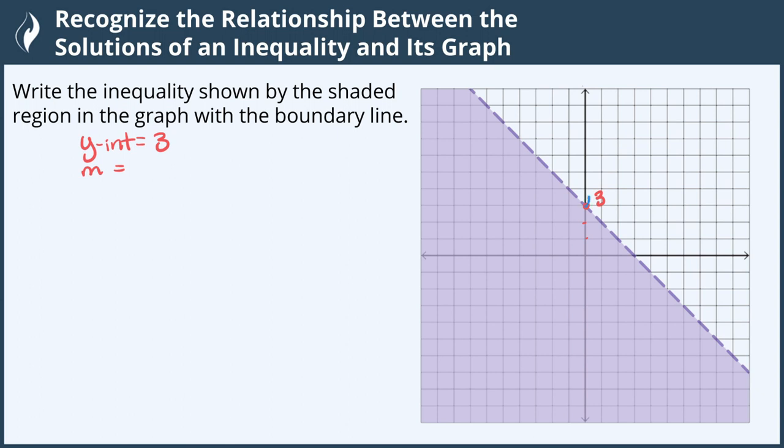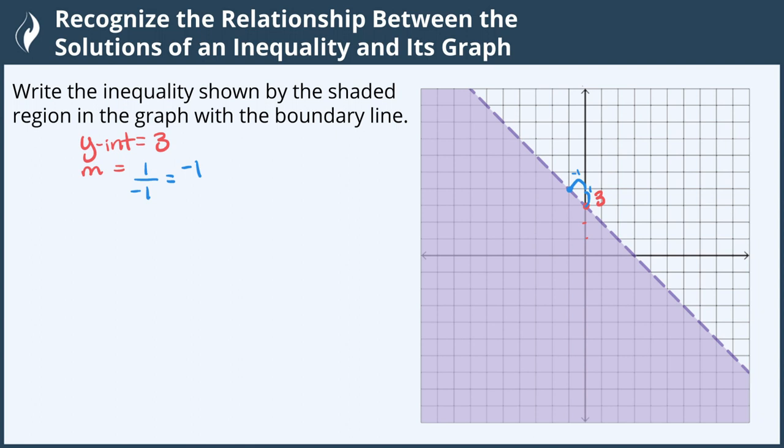So the next point, we can come up 1, so positive 1. And then from there, we're going backwards left 1, so that's negative 1. So up positive 1 and back negative 1 to get to a corner. So we have a slope of rise of positive 1 and a run of negative 1, which gives us positive 1 divided by negative 1, a slope of negative 1.